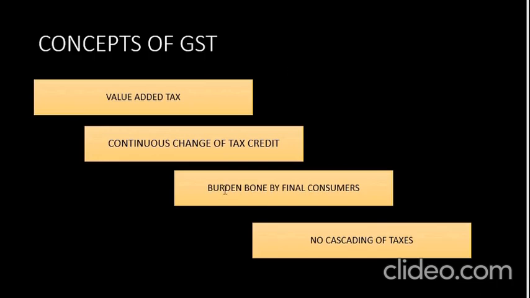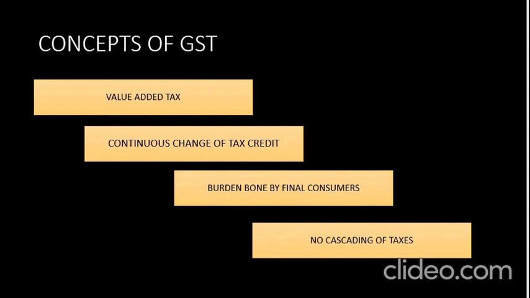Then you have the burden borne by the final consumers. The supplier at each stage is permitted to avail credit of GST paid on the purchase of goods and services, and can set off this credit against the GST payable on the supply of goods and services made by them. Thus, only the final consumer bears the GST charged by the last supplier in the supply chain, with the set off benefit at all the previous stages.